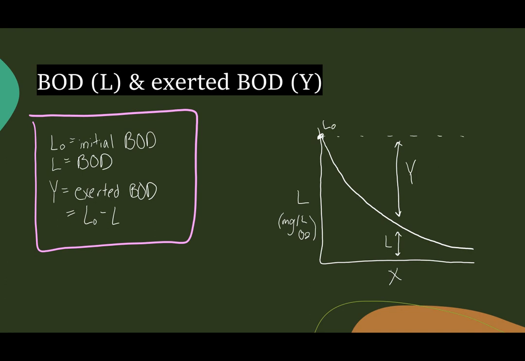We can find the BOD at any time through the integration of a mass balance equation, which will be explained in further detail a little later in this video. BOD exerted is simply the measure of the change of BOD over time, taking the initial BOD minus the BOD at any given time, which can be seen in this graph.